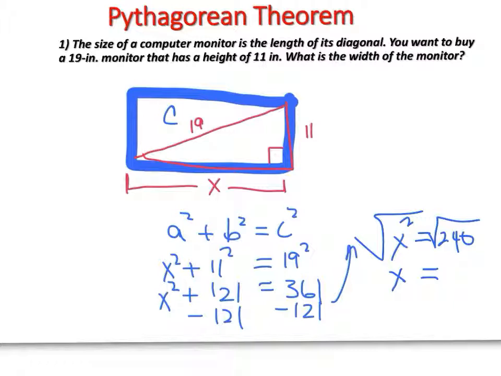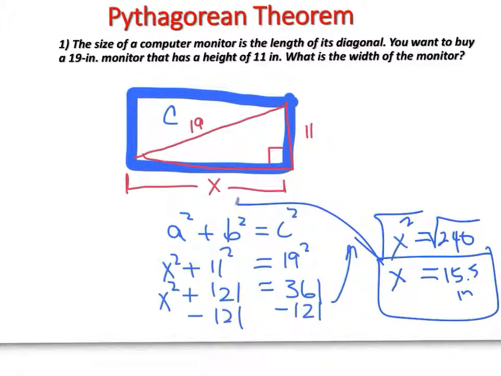So let's square root both of those sides to get x by itself. So the square root of 240 is 15.5 inches. So that has to be the width of the screen right there, 15.5 inches.